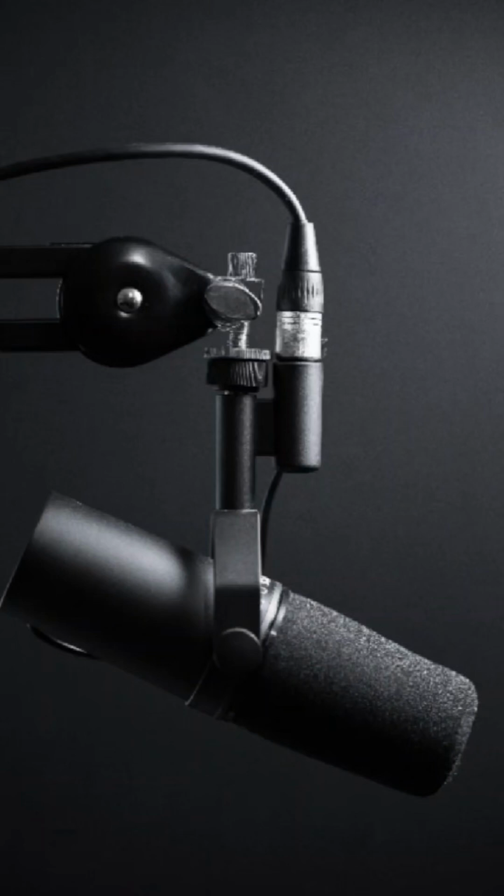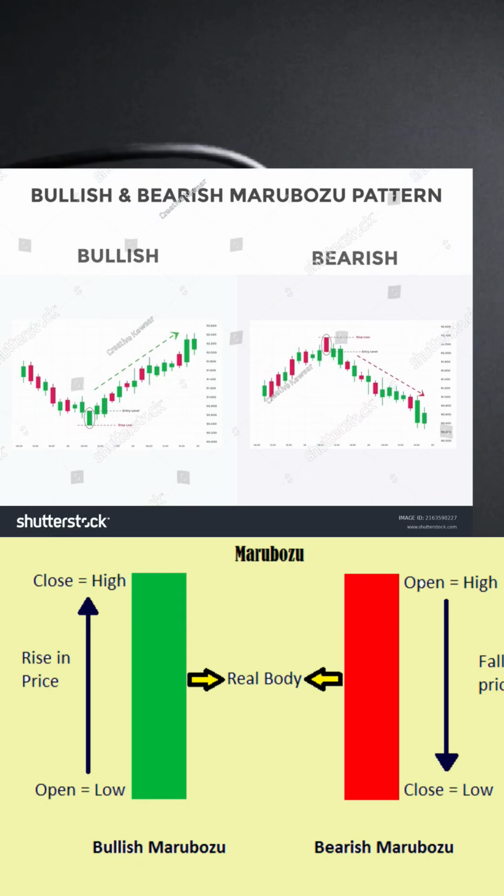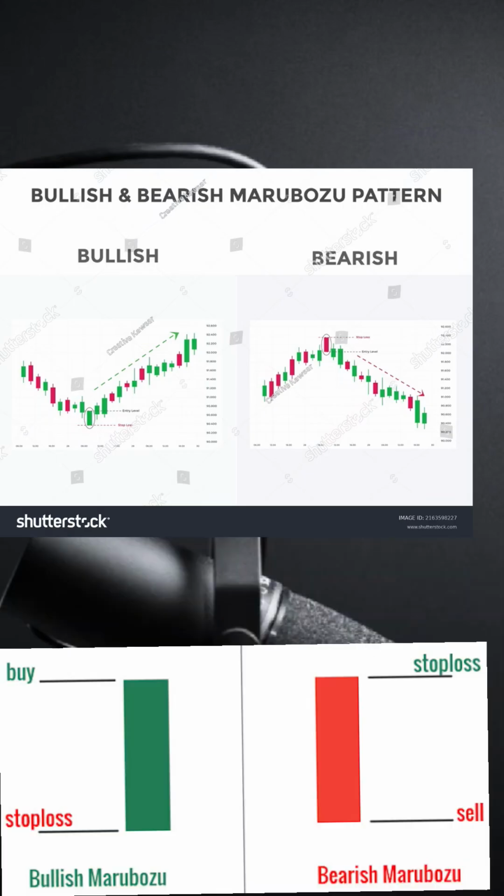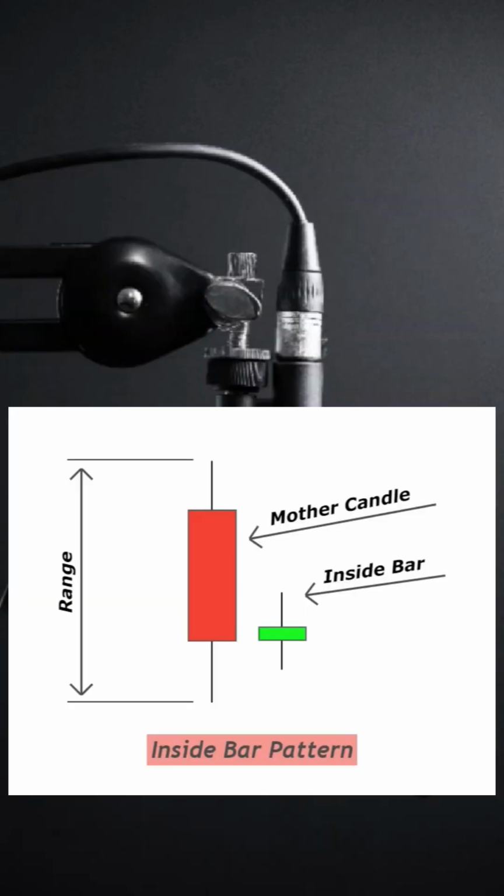Now for some bonus candles. Marubozu candles have no wicks, just a full body. If it's green, buyers own the entire session. If it's red, sellers did. These usually show up during breakouts with strong moves. Pure momentum.